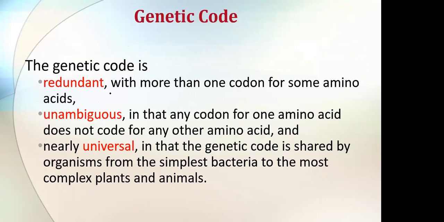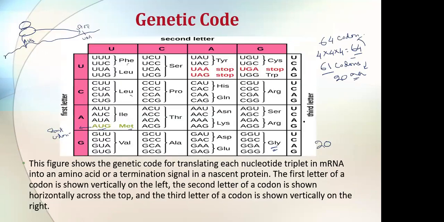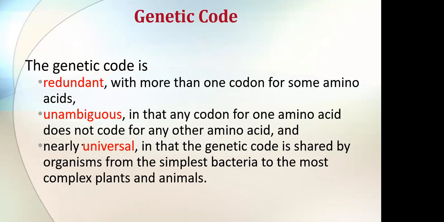So the genetic code is redundant, meaning there is more than 1 codon for some amino acids. Unambiguous, in that any codon for one amino acid does not code for any other amino acid. So if it is AGU, it has to be serine. For serine we have 2 codons, but every time to make serine, one of these 2 codons should be there. Universal, from bacteria to human, everybody follows the same genetic code.